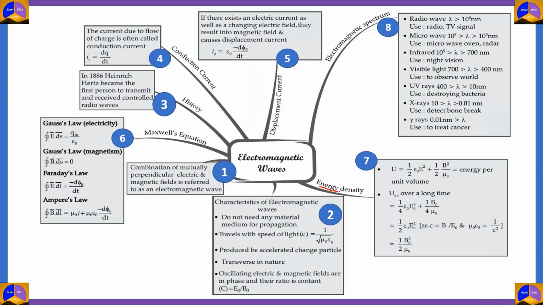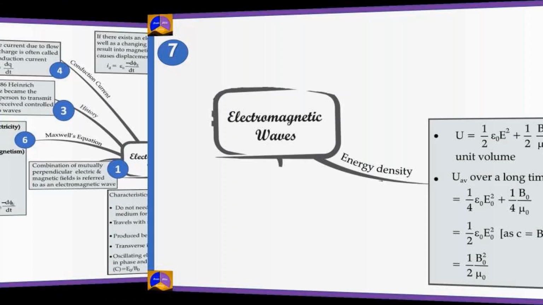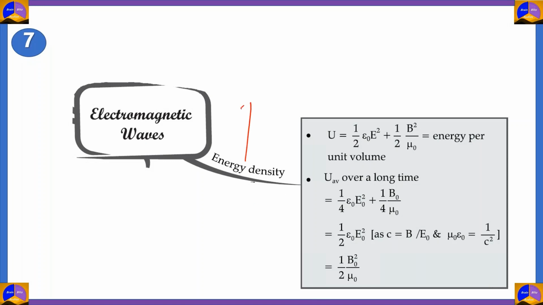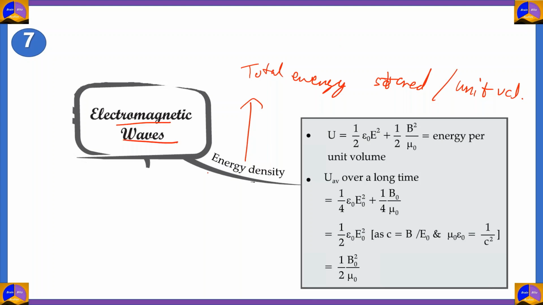Let's look now at another important topic, energy density. Energy density is the total energy stored per unit volume. And so to find the energy density of an electromagnetic wave, we find the energy density of, let's represent it as U. So energy density will be equal to U of electric field, that is the energy density of electric field, plus the energy density of the magnetic field.